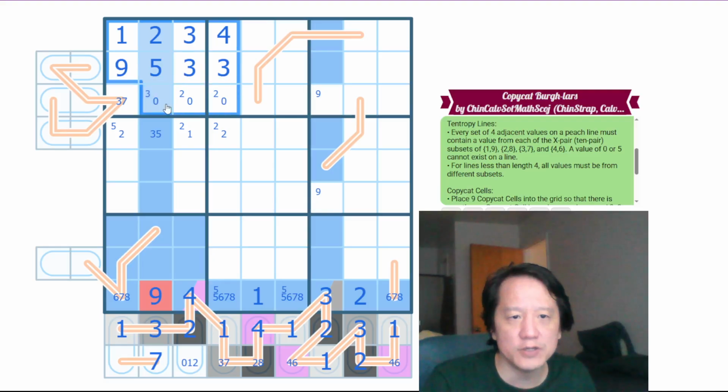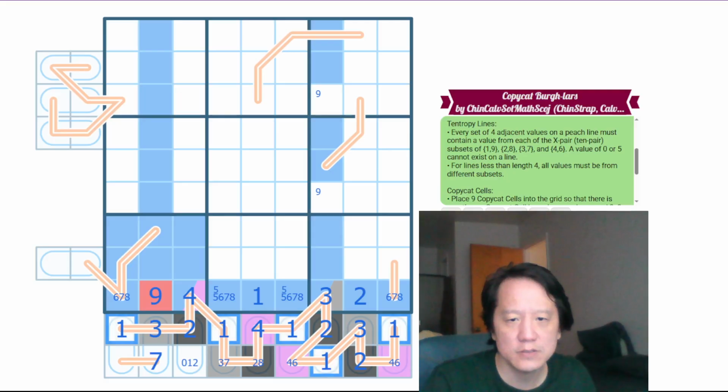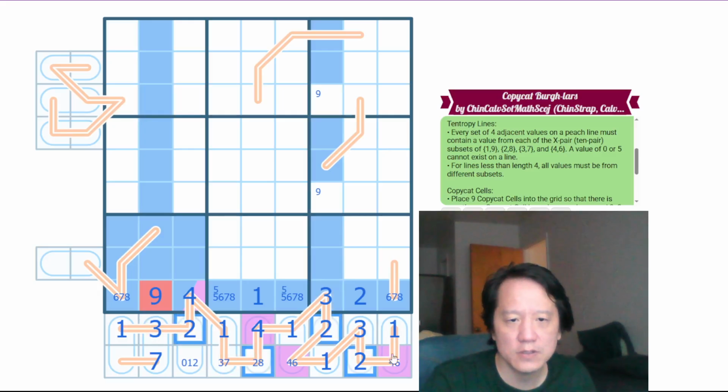Okay, so we don't need these anymore because we've used up everything that we need for that. 9, 4. Okay, so we have all of these duplicated, so we don't need these colorings.